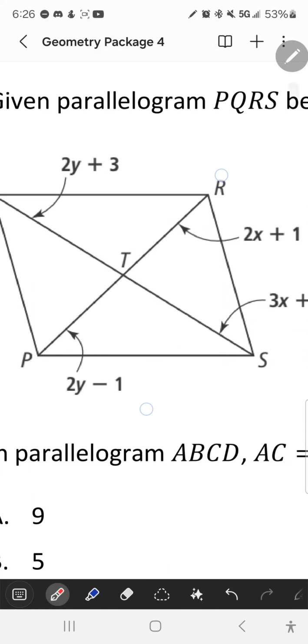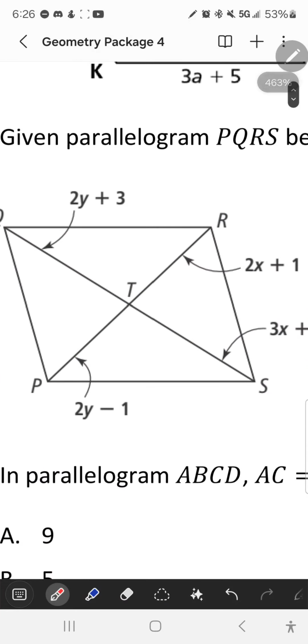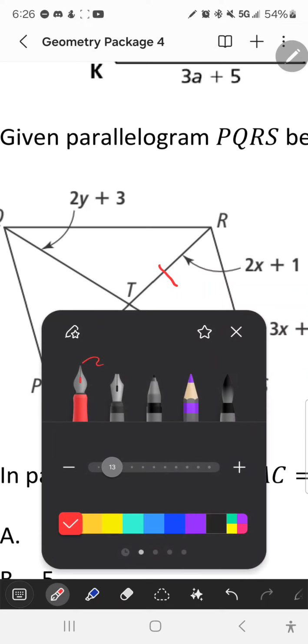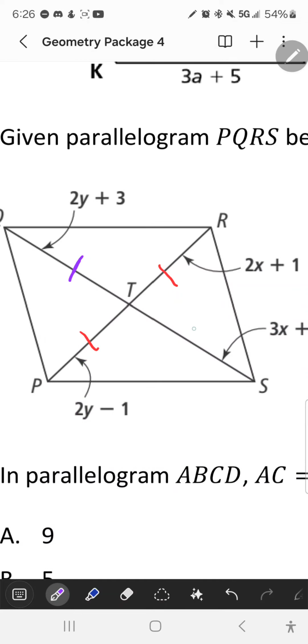One of the properties of a parallelogram is that the diagonals bisect each other. Okay, that's the word I was looking for. The diagonals bisect each other. So if the diagonals bisect each other, this means this is equal to this, and this is equal to this. Now, there are several ways to solve this. I'm going to show you one of my favorite ones.